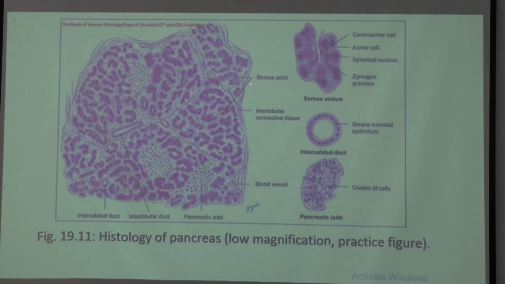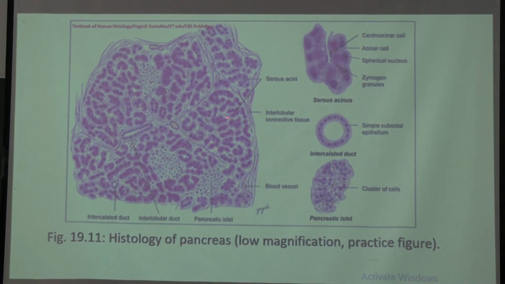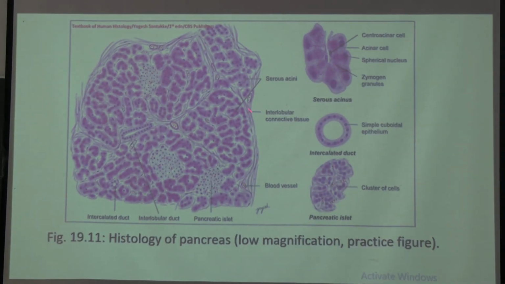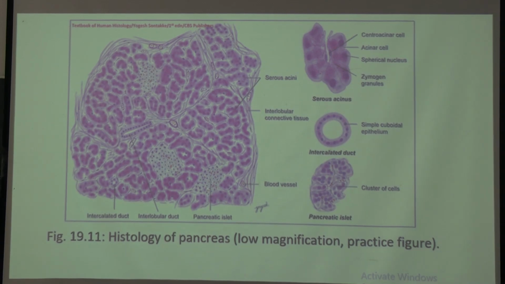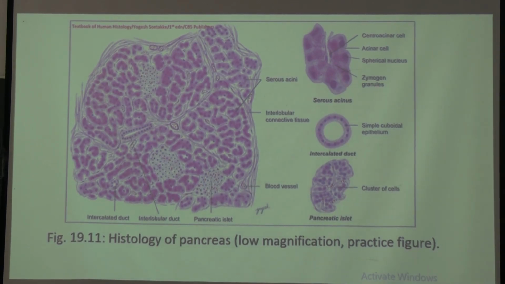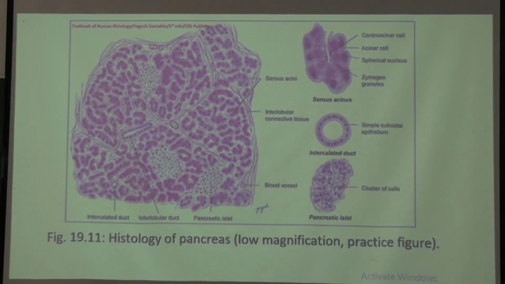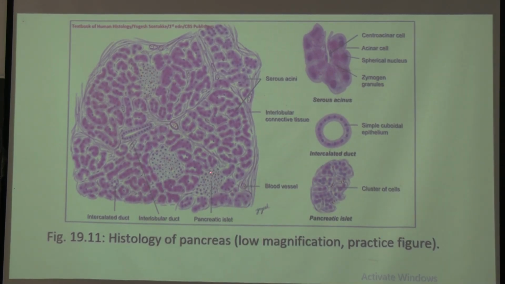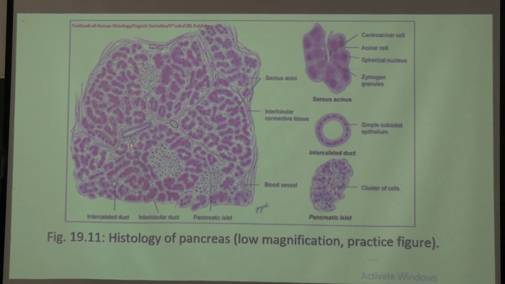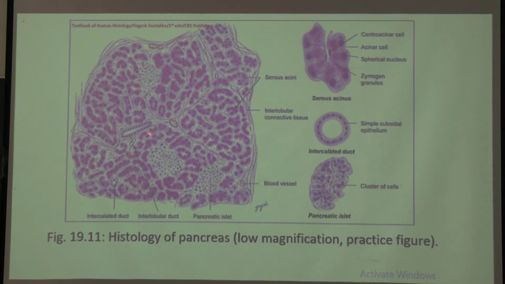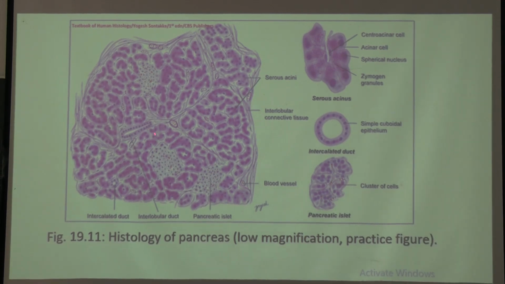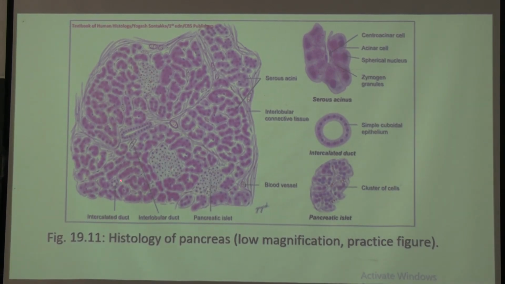Now, see, these are the serous acini, interlobular connective tissue. The connective tissue which is falling into the lobule is forming islands of acini. Now, you can see blood vessels, the pancreatic duct here, interlobular. In between the lobules, this is one lobule, this is one lobule, there is an interlobular duct, intercalated duct.